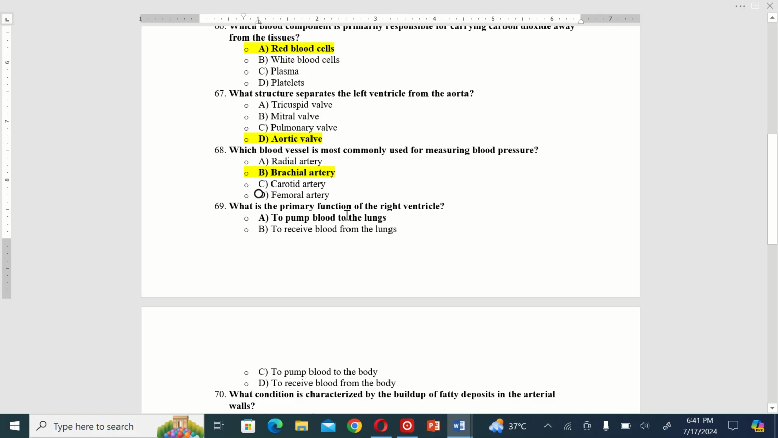What is the primary function of the right ventricle? A. To pump blood to the lungs. B. To receive blood from the lungs. C. To pump blood to the body. D. To receive blood from the body. So the correct option is A. To pump blood to the lungs.